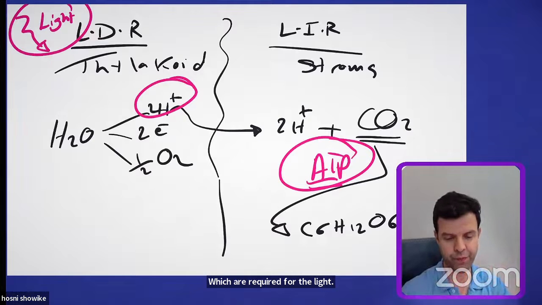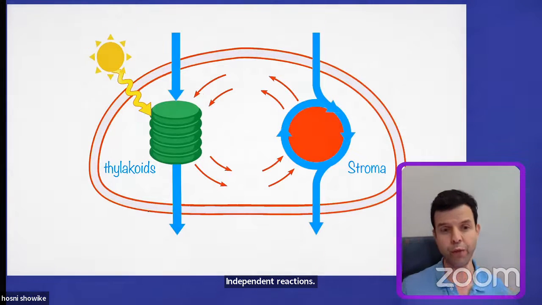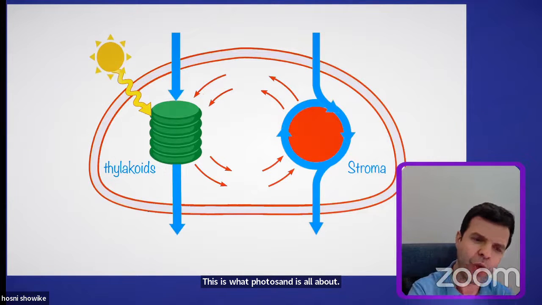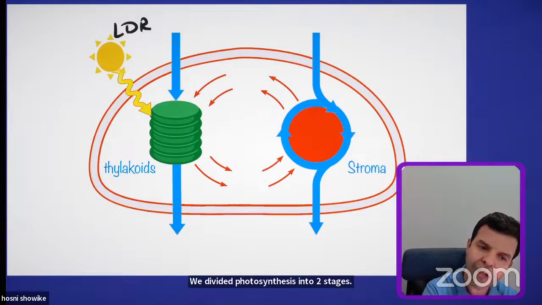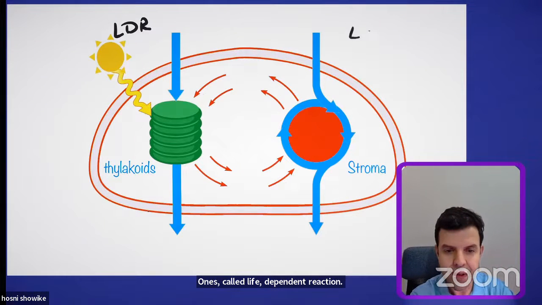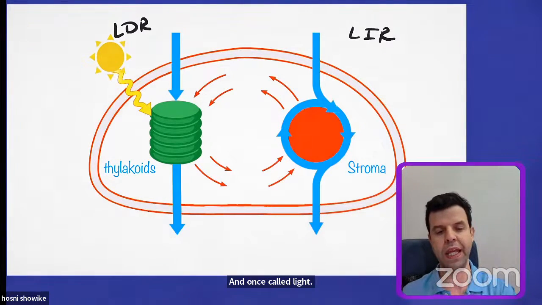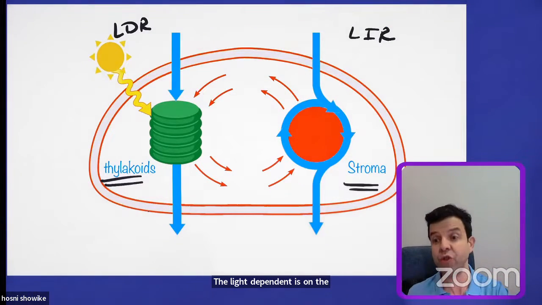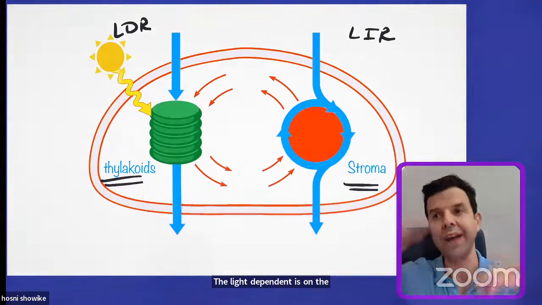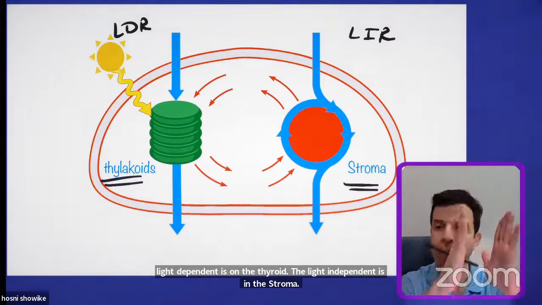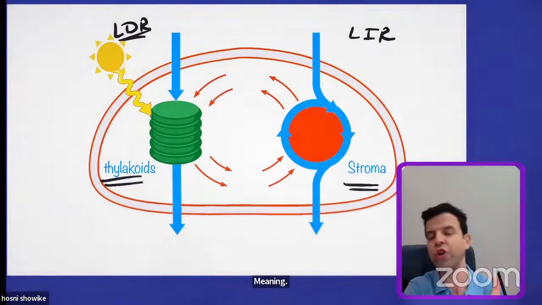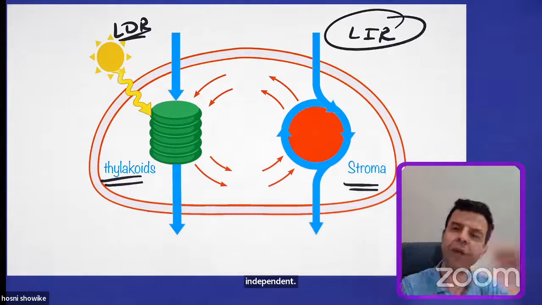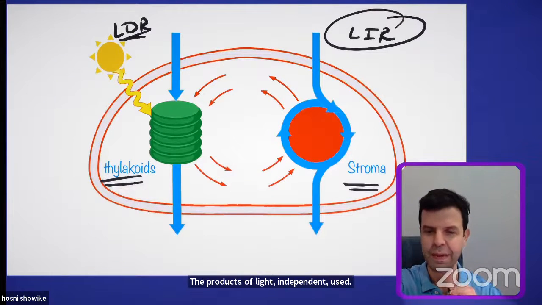Okay, I'll repeat. This is what photosynthesis is all about. We divided photosynthesis into 2 stages. One is called light-dependent reaction, and one is called light-independent reaction. The light-dependent is on the thylakoid, the light-independent is in the stroma, and it's a cycle, meaning the products of the light-dependent are used in the light-independent. The products of light-independent are going to be used there with the light-dependent. Let me show you how.